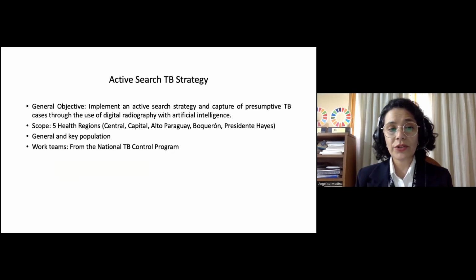And then these are the objectives that we had in this active search. That is to implement an active search strategy and capture of presumptive TB cases through the use of digital X-rays with artificial intelligence. We reached 5 health regions using this Delft equipment. We focused on key population and also in those places with a high number of TB.